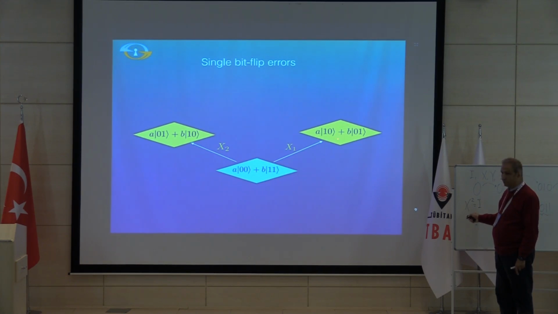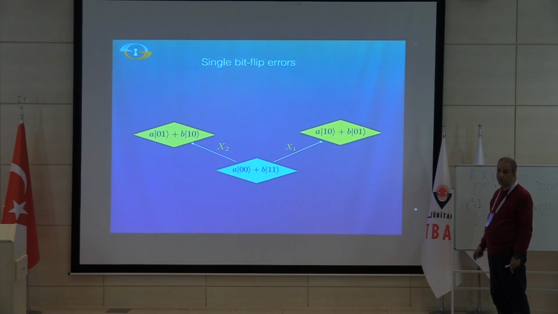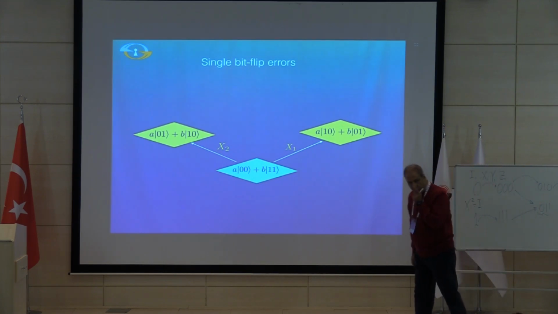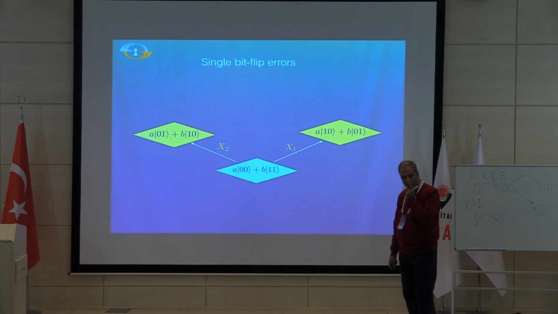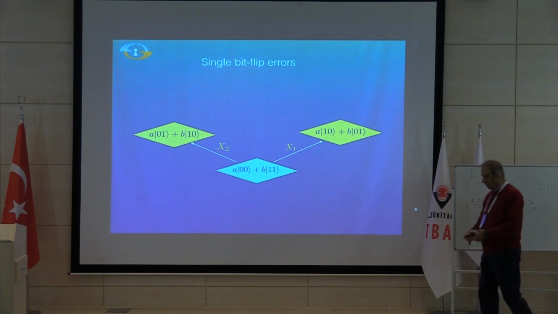These two states are orthogonal. How about these two? They do not have any common state. They are orthogonal to each other. So I can understand whether the error has happened or not. I can differentiate these two subspaces from this subspace. They are orthogonal to each other. I can understand this. Do you agree? You do not agree. Now let's see.